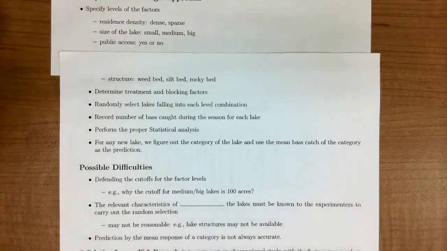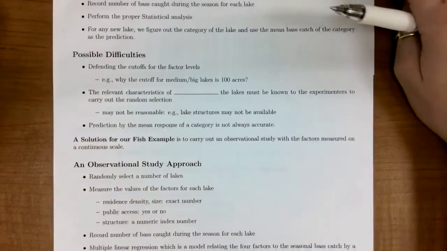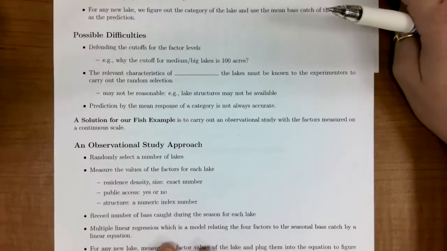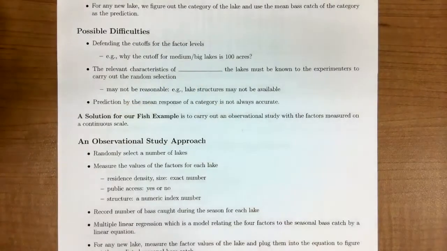So setting this up as a design of experiment might not be the most efficient use of our data, because we're taking continuous variables and converting them to discrete. And typically whenever you do that, you're going to lose a lot of information. We also have other difficulties, such as what could be the cutoff for these different factors. For instance, if we take lake size, what's the cutoff between medium and big? Is it 100? Well, why isn't 101 medium? Making those cutoffs can be very difficult.